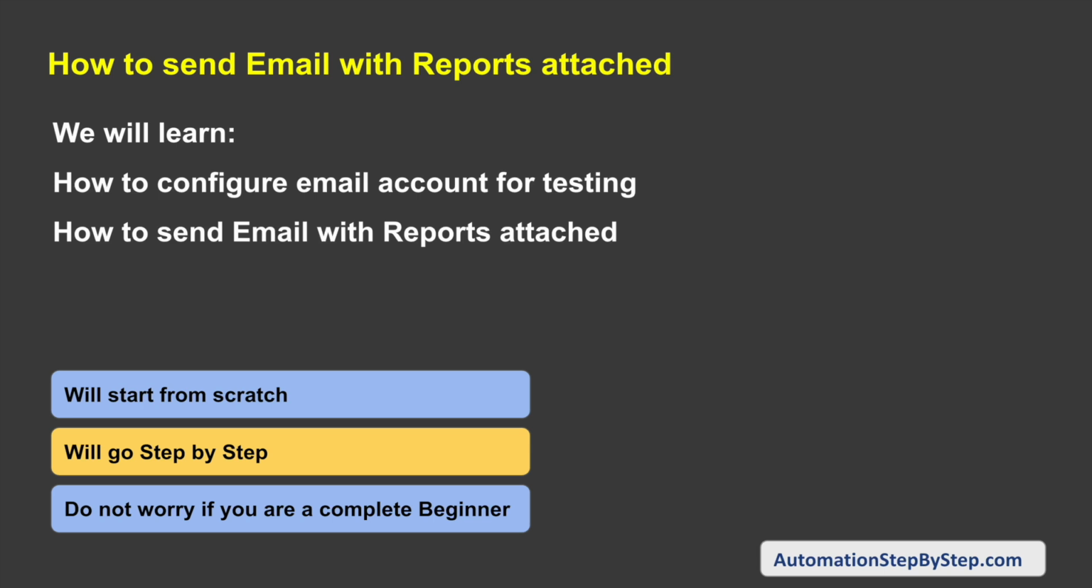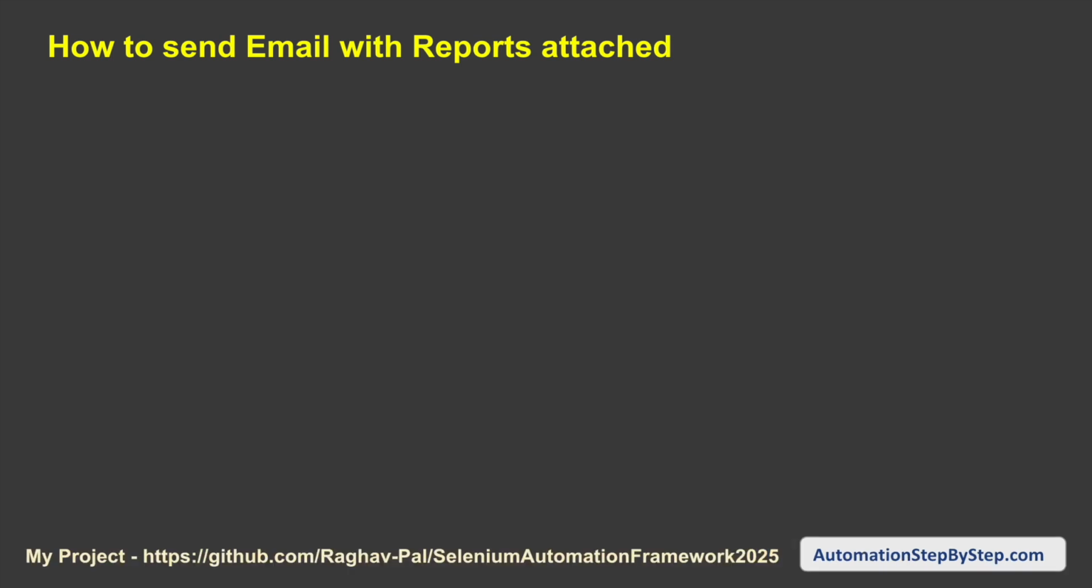First we will try to send an email, and then we will also attach the report and send the email. Then we will implement all of this in our automation framework, so that whenever we run our test, it will be able to send the reports in the email, and the reports will be attached in the email. Okay, so let's get started.